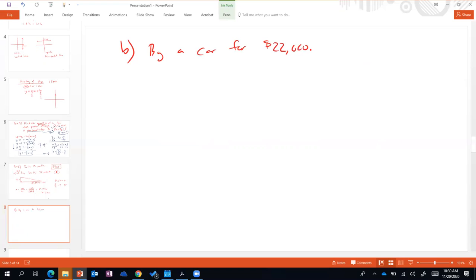All right, let's go with it here. How about we buy a car for $22,000? Nice. Whoa, that's expensive. And we depreciate it. I don't like depreciation. We buy a car for $22,000 and we depreciate it for tax purposes by $5,000 a year. Good? That's a lot of depreciation.